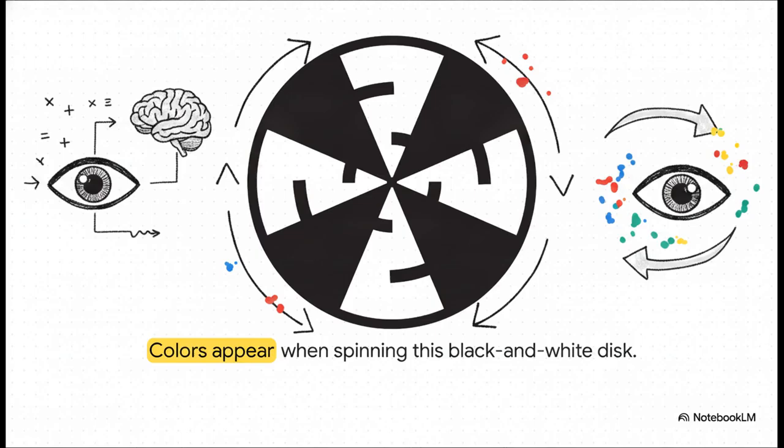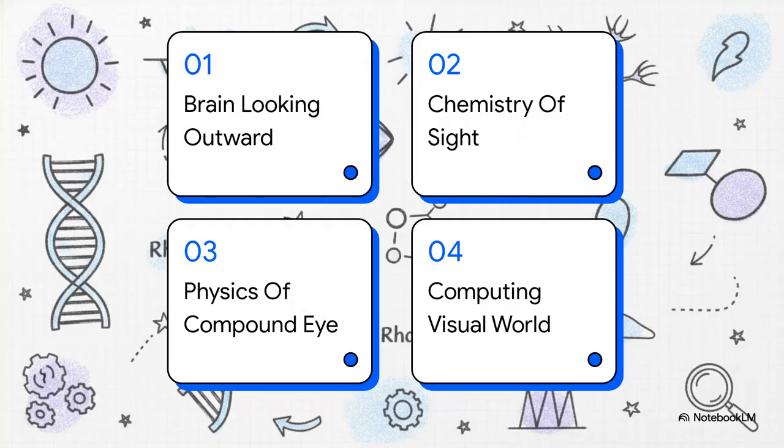Your visual system is actively putting pieces of temporal information together and constructing the sensation of color out of thin air. To really wrap our heads around this incredible process, we're going to break it down into 4 main parts. First, the brain looking outward. 2, the chemistry of sight. 3, the physics of the compound eye. And 4, computing the visual world.